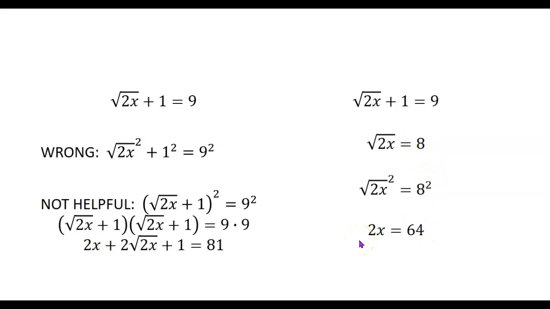Now I have one thing left to do to get from 2x to x. You know what that is? Divide by 2. So 2x divided by 2 is x, 64 divided by 2 is 32, and I get x equals 32. And if you go back and check that, if you put 32 in for x, well, 2 times 32 is 64. Square root of 64 is 8. 8 plus 1 does equal 9.